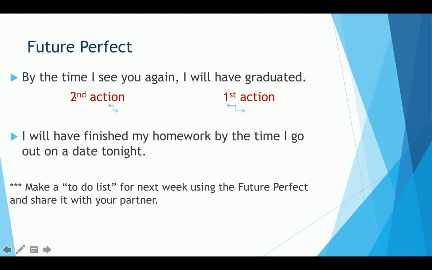Let's see some examples. By the time I see you again, I will have graduated. So here you have two actions in the future, but one will occur before the other. First, I will graduate, then I will see you again. So when I join these two sentences, I say, by the time I see you again, I will have graduated. I will have finished my homework by the time I go out on a date tonight. So you need to think which action will happen first. Well, first, I will have finished my homework, then I will go out on a date tonight.